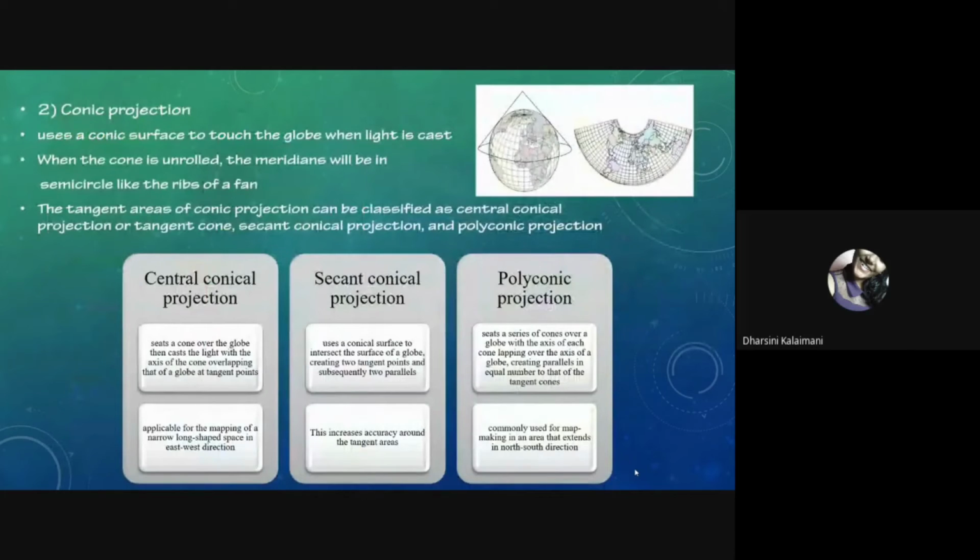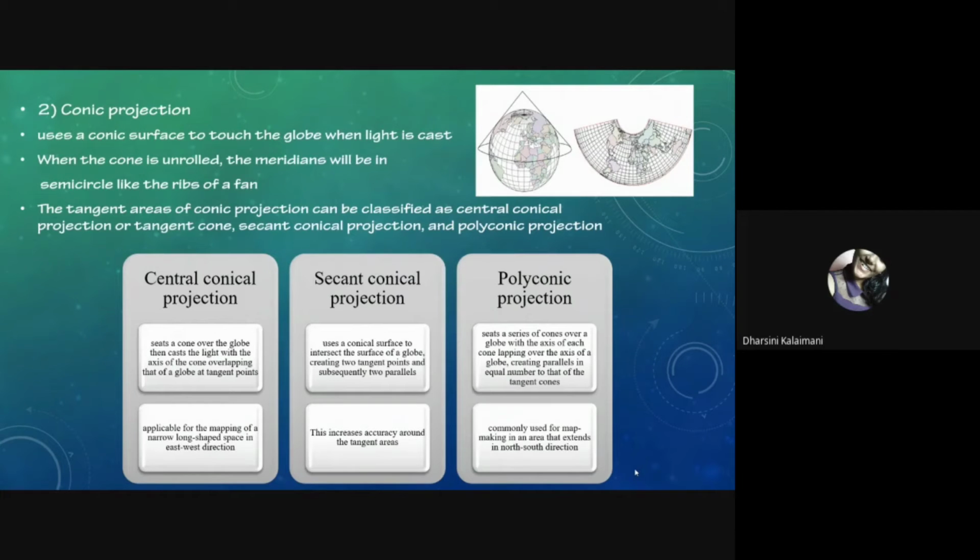Second is conic projection. This projection uses a conic surface to touch the globe when light is cast. When the cone is unrolled, the meridians will be in semicircles like the ribs of a fan. The tangent areas of conic projection can be classified as central conical projection or a tangent cone, second conical projection, and polyconic projection.